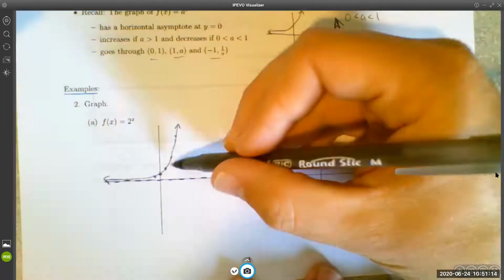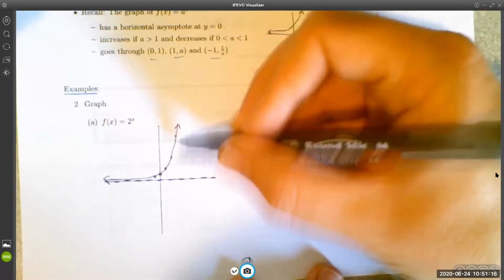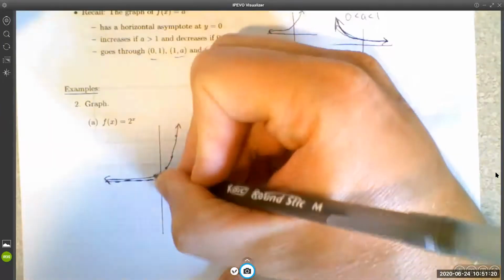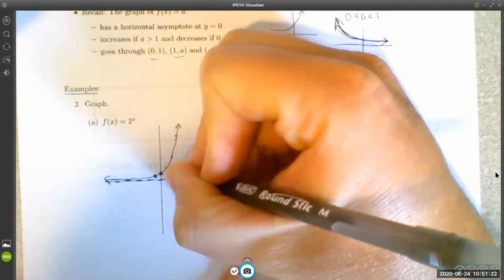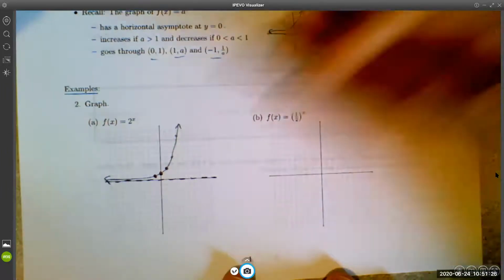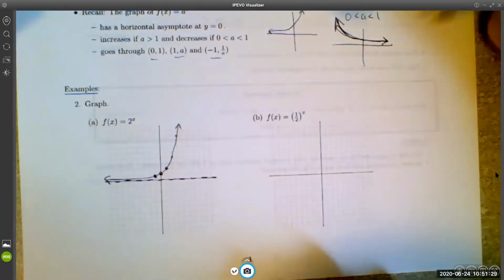Getting these 2 extra points is not totally necessary, but it's kind of nice to have as accurate a picture as possible. But these 3 points I do want to see when you go to graph these on a test or quiz. Okay? So I want you to plot at least those 3 points.